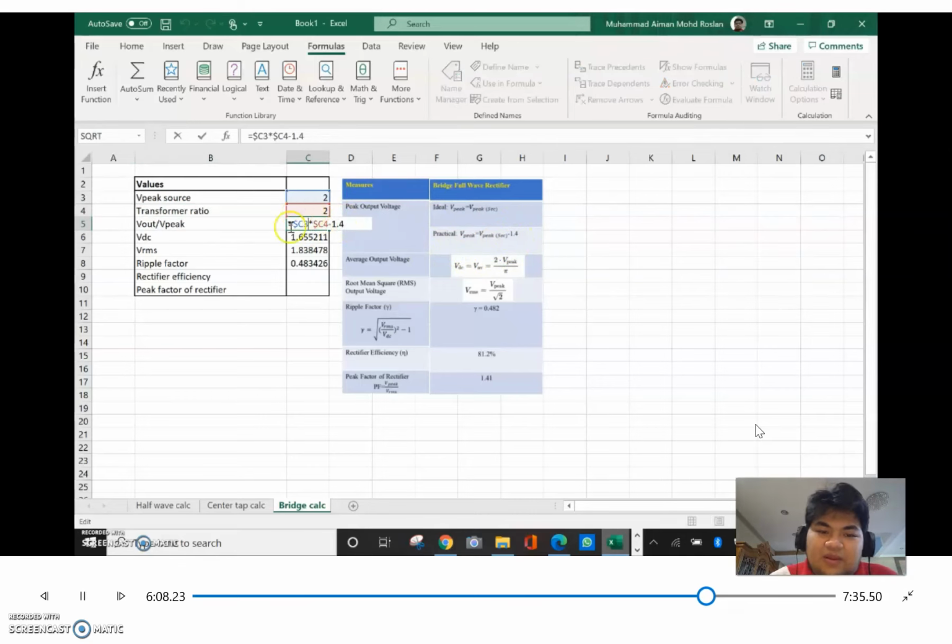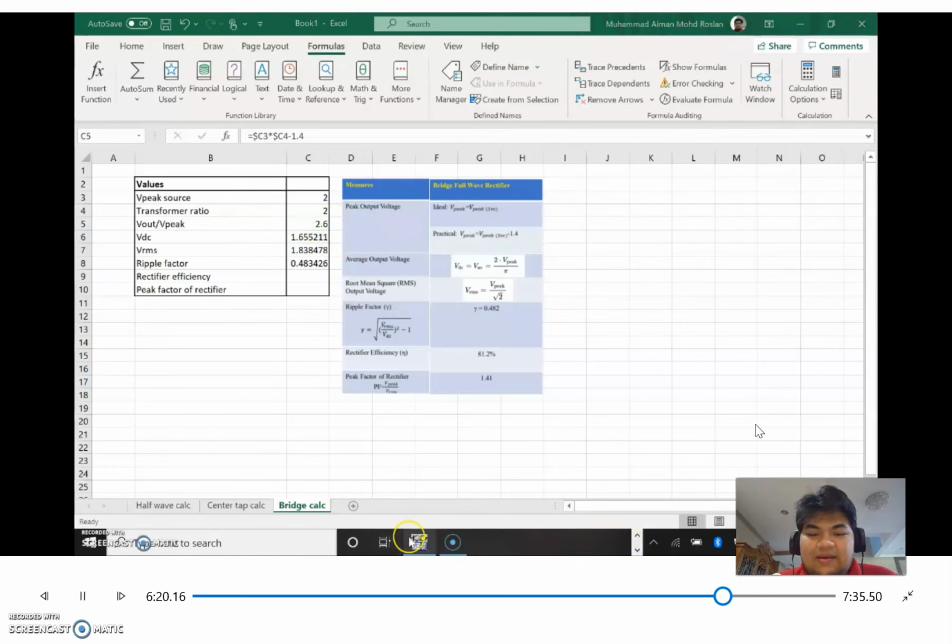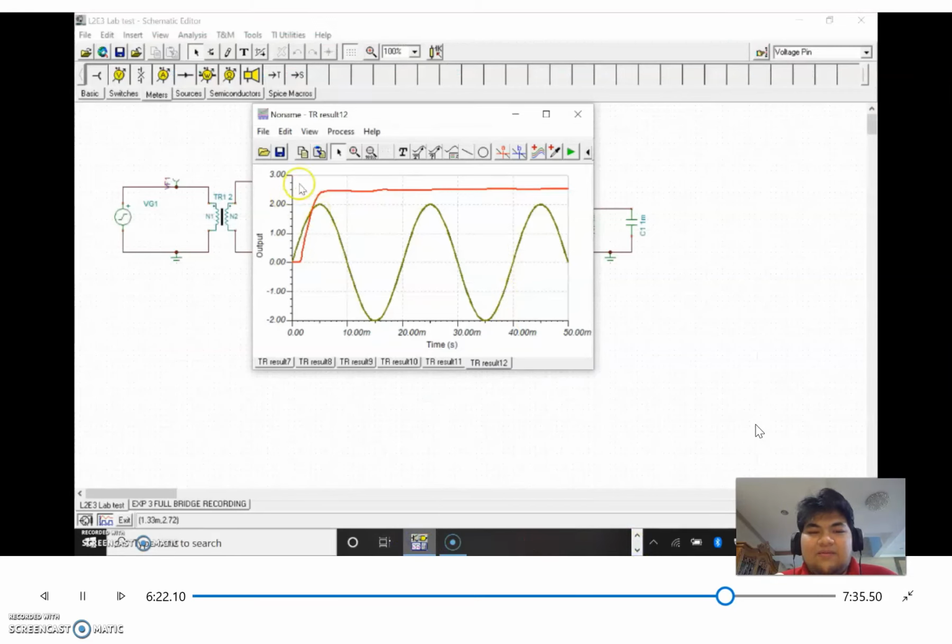I have input the formula into the Excel, where we get 2.6, which is roughly about the same as shown with the waveform. Roughly 2.6.